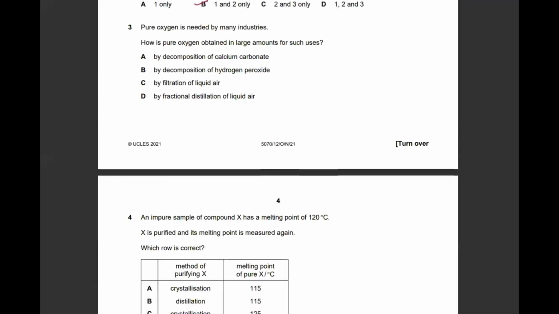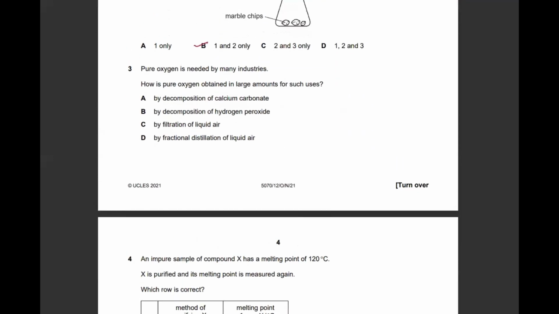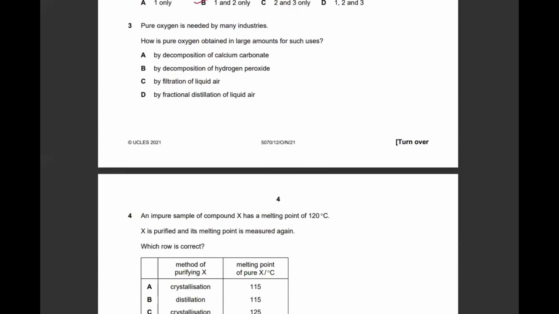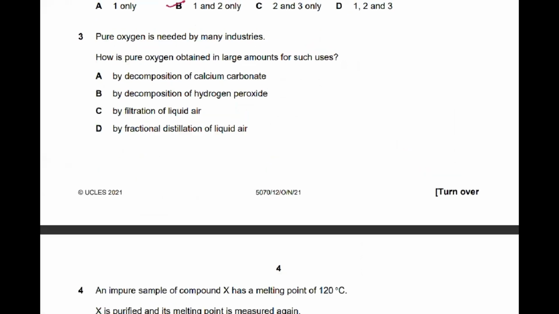Moving ahead with question number 3. Now I'll again increase the size of the page so that everything is visible and obvious. Question number 3 says that pure oxygen is needed by many industries. How is pure oxygen obtained in large amounts for such uses?